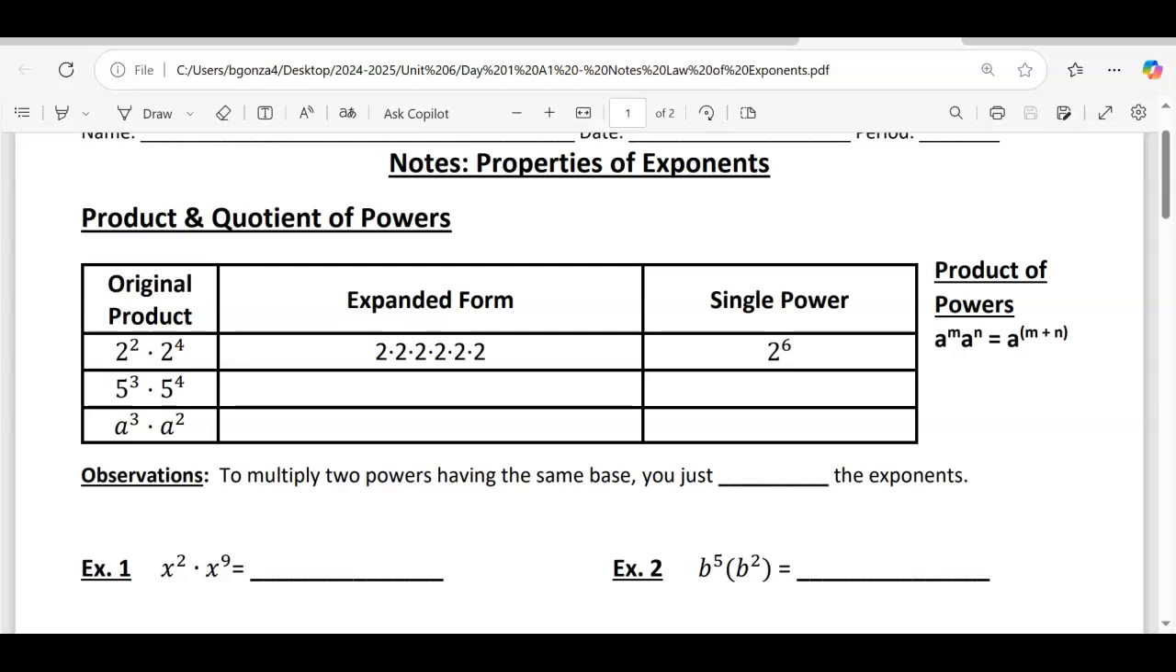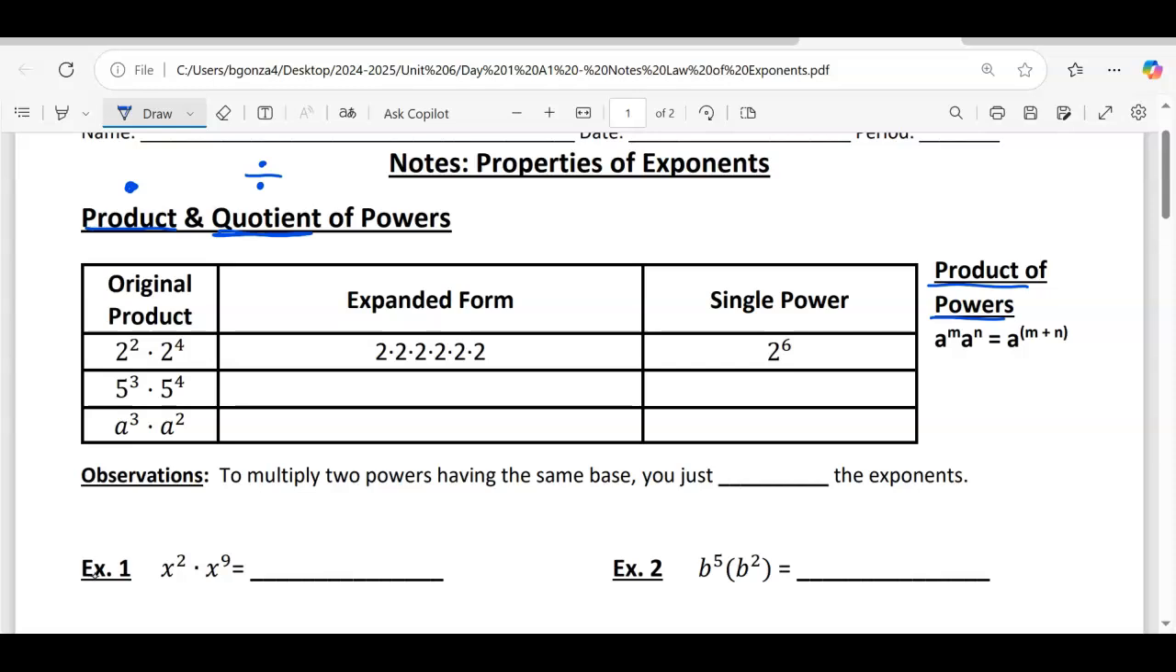Alrighty. So first thing, we are expanding just like our warm-up in this box. Now there are two rules here: product and quotient. Product is when you multiply, and quotient is when you divide, the answer of division. So multiplying and dividing, there are 2 rules. The power rule is off to the right here, the product of powers. And we're going to show the expanded form.